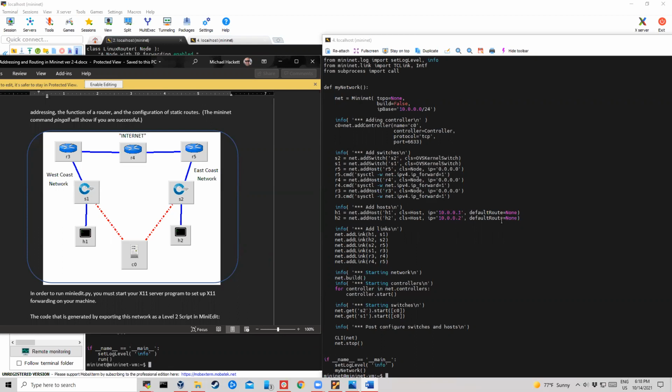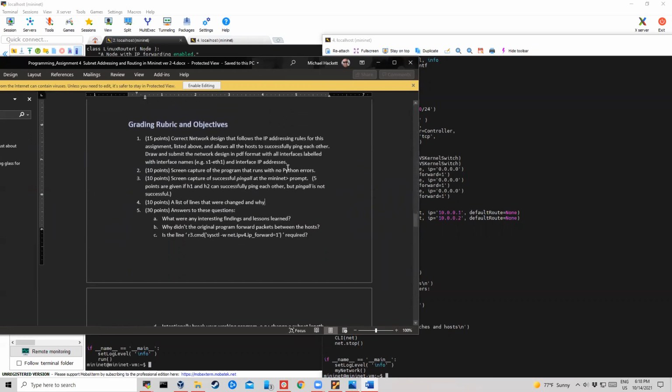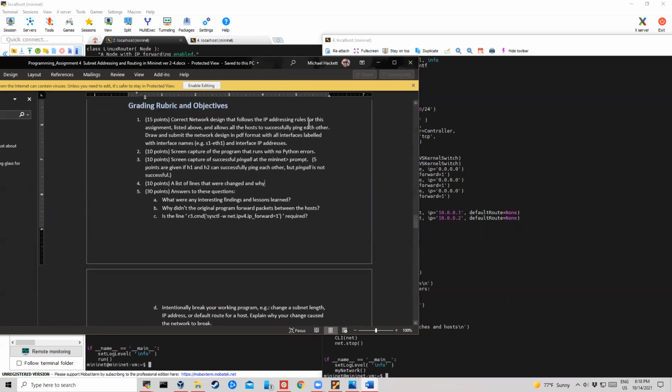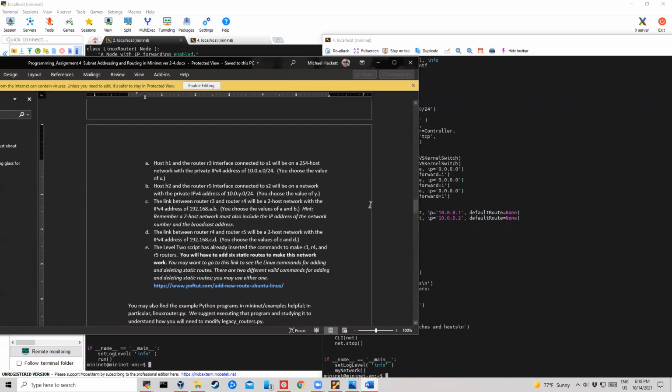Did he give us any specifics on what the router's IP should be? Yeah, it's all broken down. I see like the IP addresses of the hosts. To host network with IP address. Oh yeah. Okay, I see the router one. Link between router 3 and router 4 will be to host network with the address of 192.a.b. Remember it to host network.